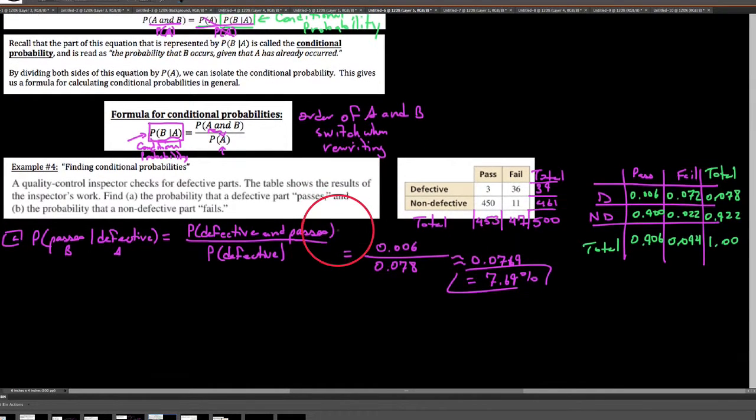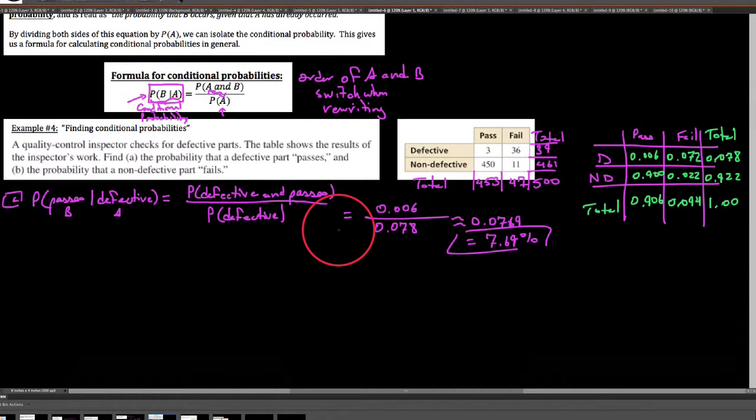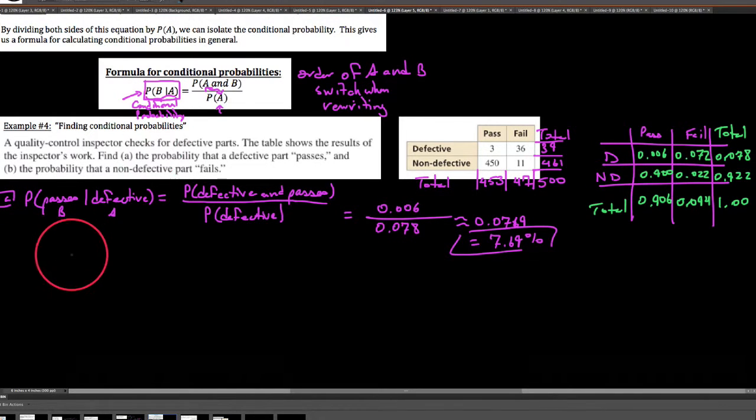So part B, let's go ahead and take a look at part B using our two-way table over here. Part B says find the probability that a non-defective part fails. And so the way we want to rephrase this is kind of like the probability that something happens given that something already happened. So when they say that a non-defective part fails, this is already true. We say that's the non-defective part, that's already true. We want to find really the probability that it fails. So we're going to say the probability that it fails given that it is not defective.